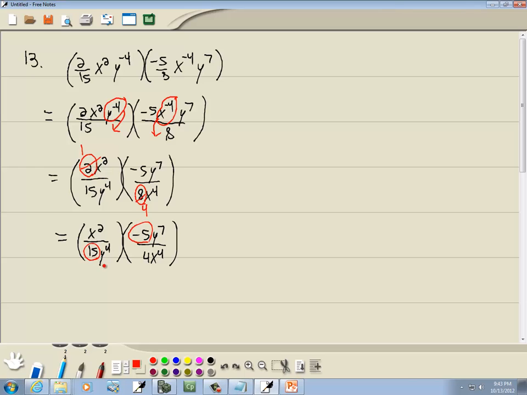Negative 5 and 15. They're both divisible by 5. 15 divided by 5 is 3. Negative 5 divided by 5 is negative 1. So this becomes x squared over 3y to the 4th. And then negative y to the 7th. Negative 1 times y to the 7th. And then 4x to the 4th.